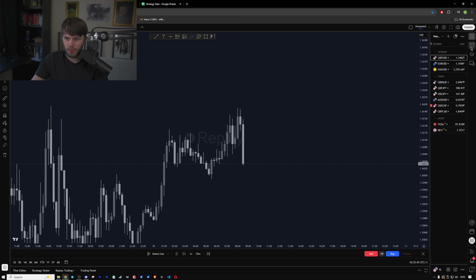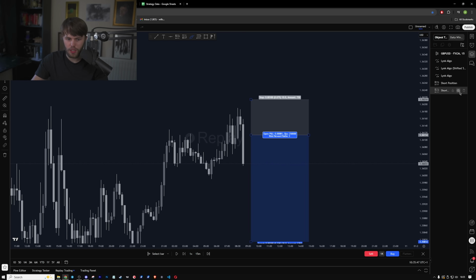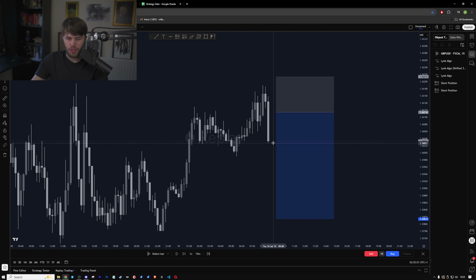If I go onto the object tree here and I add the short position, this was the trade we actually took short. So at this point here, we set a limit. And this limit, again, let's see how many pips away that was. I think there's around 8 pips. Yeah, so 8 pips away from the entry. So it's not even too far to retest. And obviously from here, 18 pips to the stop loss.